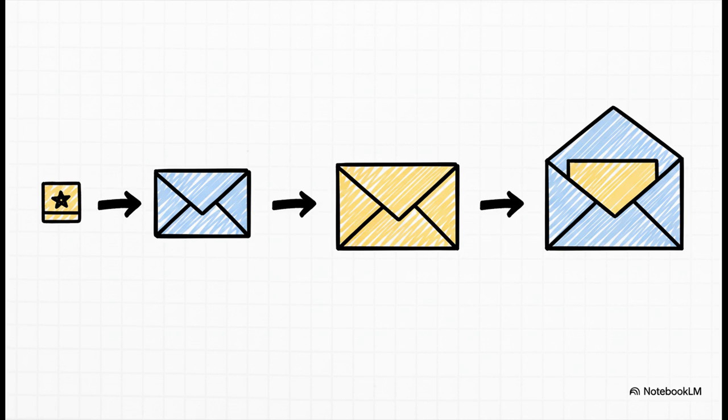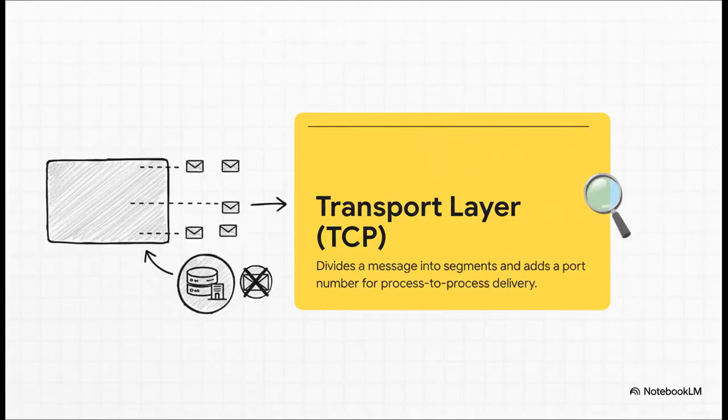And honestly, the best way to think about it is like putting a letter inside a series of envelopes. Each layer of the network adds its own wrapper, its own envelope, with very specific instructions. This makes sure that the data not only gets to the right place, but that it can be understood when it arrives. So the first envelope gets added at the transport layer.